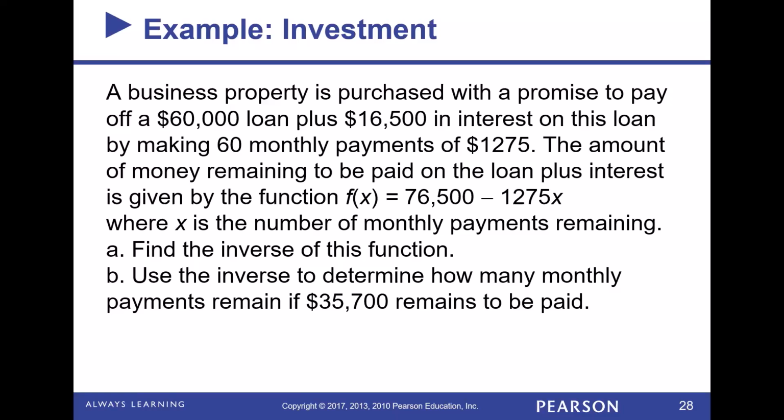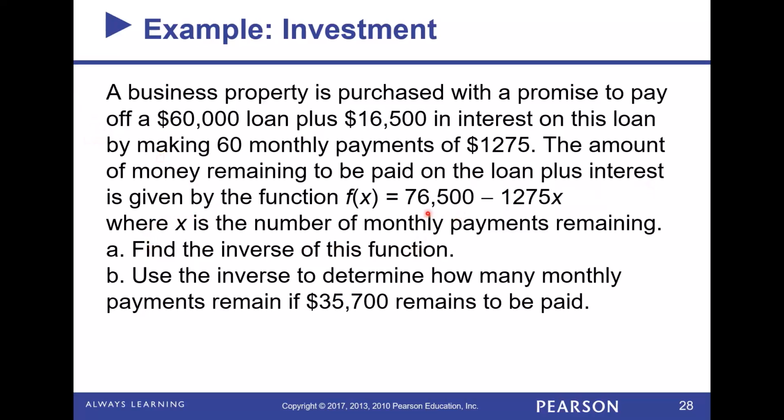Now the amount of money remaining to be paid on the loan plus the interest is given by the function. So just to point out where certain things are coming from: if this is how much the loan is for plus the interest, that means I need to pay back a total of $76,500. Okay. And then since I'm paying that amount back, if I subtract out the payment times x, being the number of monthly payments, I now have a function that says how much my loan is as I'm paying it off. So how much money is remaining on the loan?